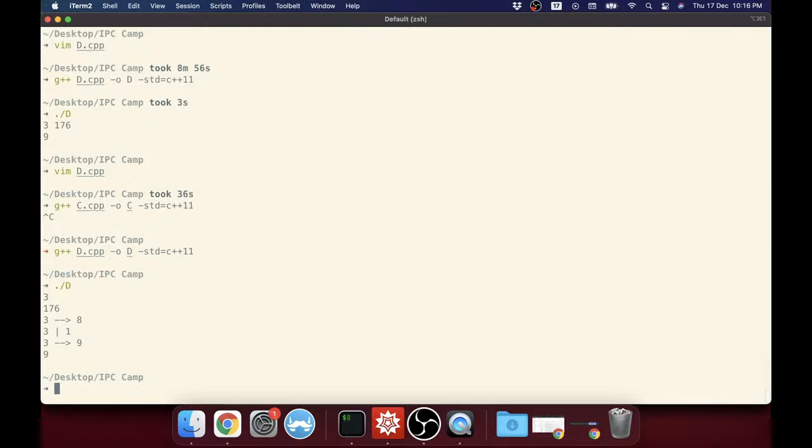Okay, so 3 gets 8. 3 has only one factor, which is 1. We should have subtracted it. Why did we add it?